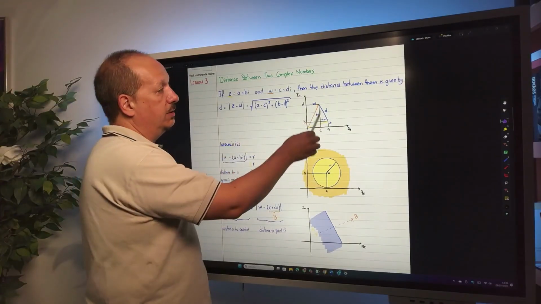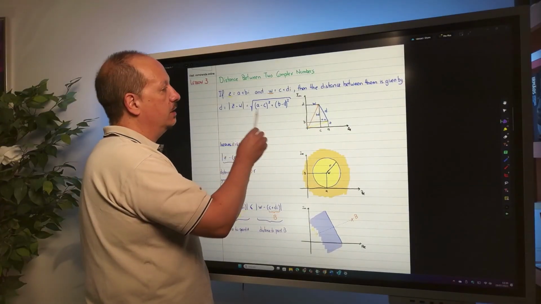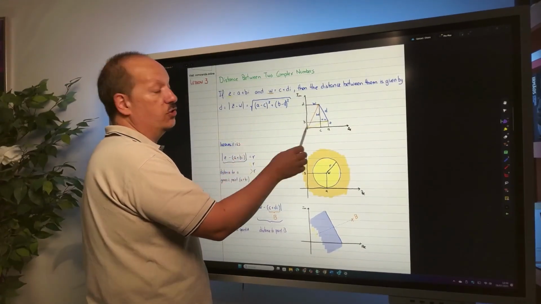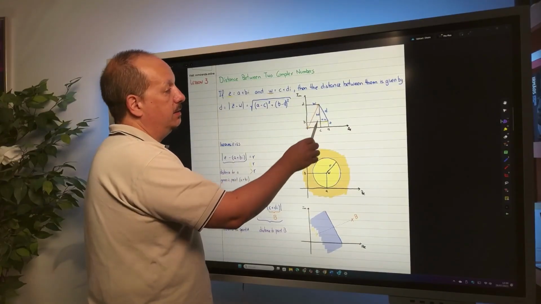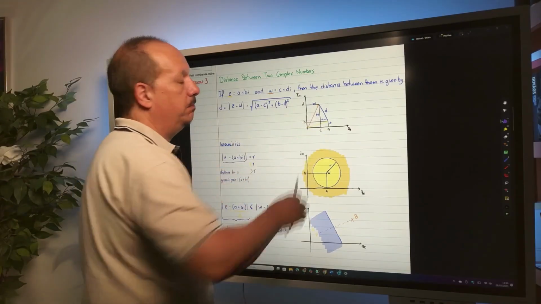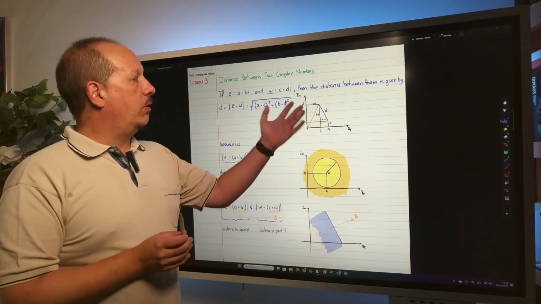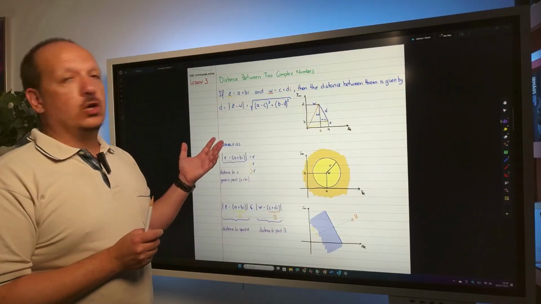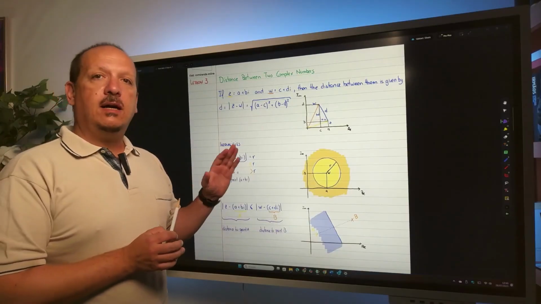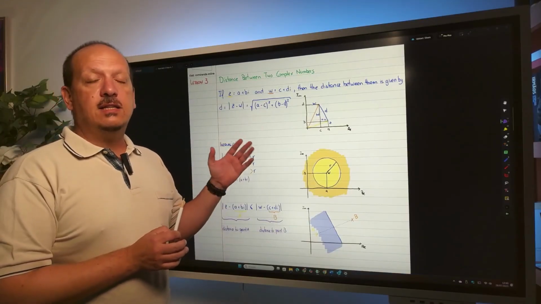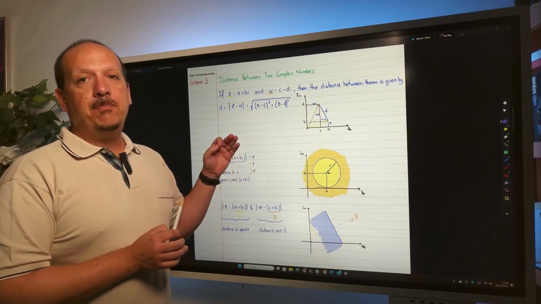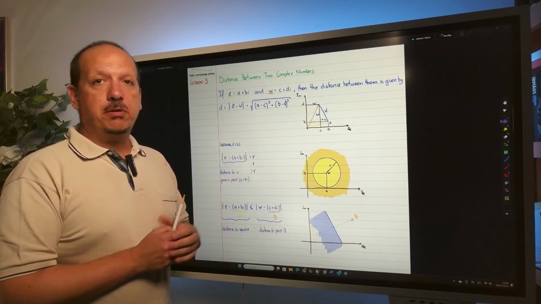As such, the distance is just going to be the square root of this side, which is a minus c squared, plus b minus d squared. I'm just applying Pythagoras over here. This is valid for whichever two complex numbers, wherever they might be. You can always make a right triangle out of that, and the distance is going to be the hypotenuse of the difference between the real parts and the imaginary parts.